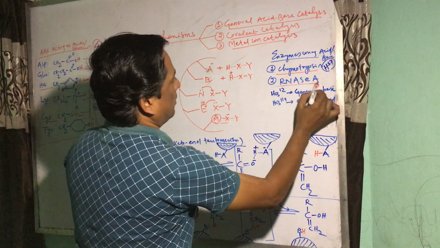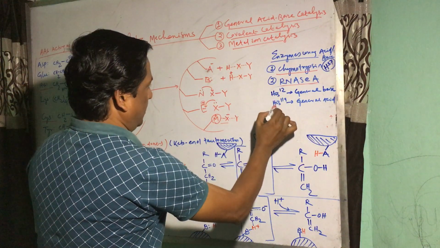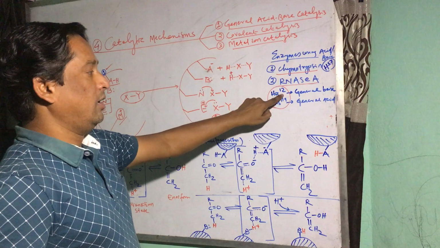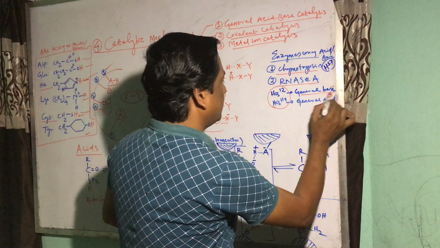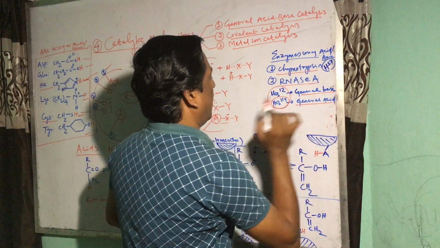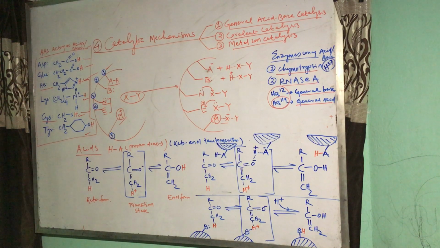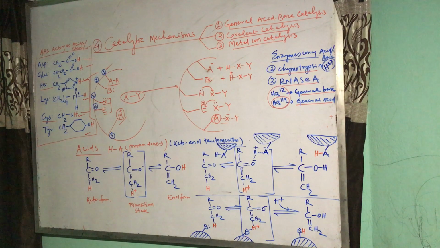Another enzyme is RNase A. RNase A has two histidine residues: histidine at the 12th position, which acts as a general base, and histidine at 119, which acts as a general acid. Just as an example, we can analyze how they facilitate a reaction.